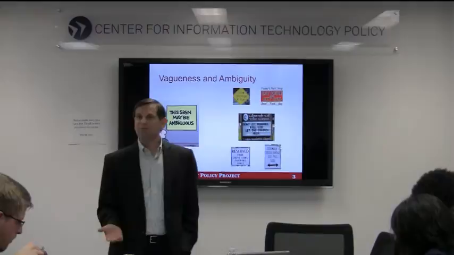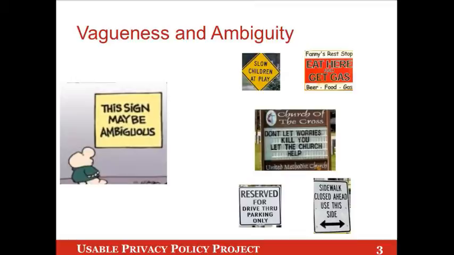So when you think about vagueness and ambiguity, there are lots of different dimensions on it. I had some fun finding signs. I think my two favorites were this little one here, slow children at play. Now, what does that mean? Are they slow children, like learning challenged children? Or is it drivers slow down because children are at play? You have to make some assumptions to figure that out.